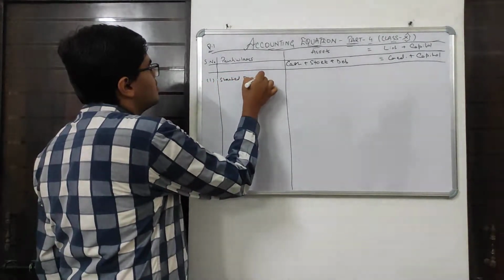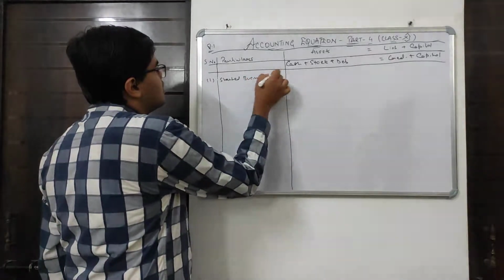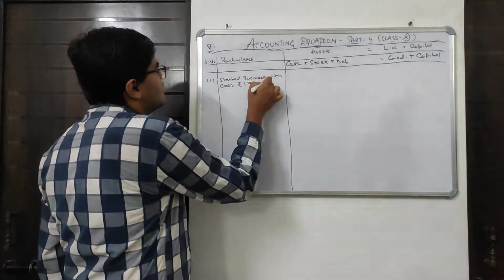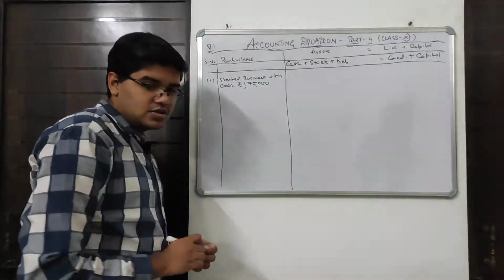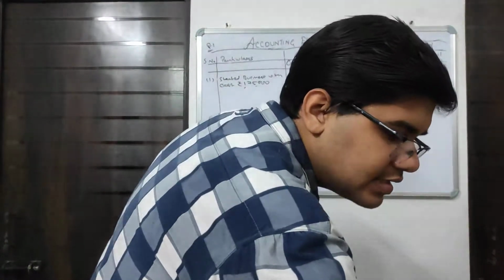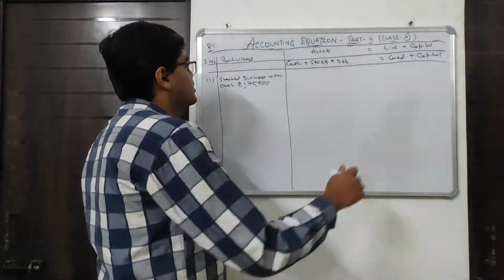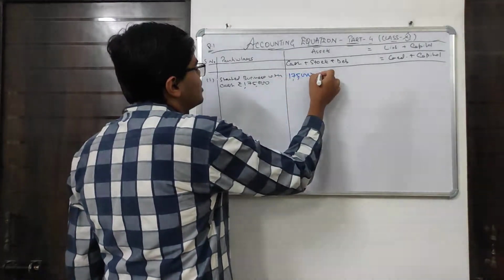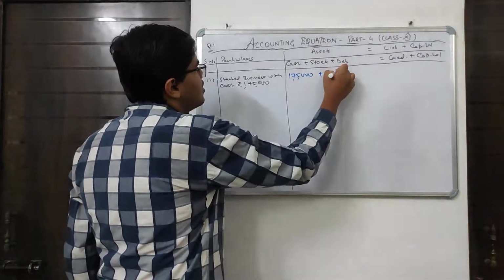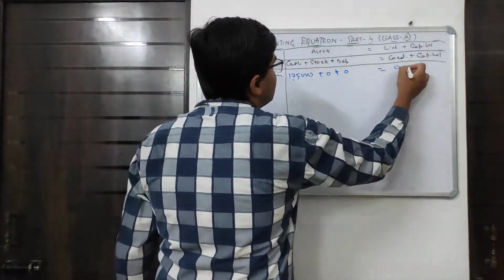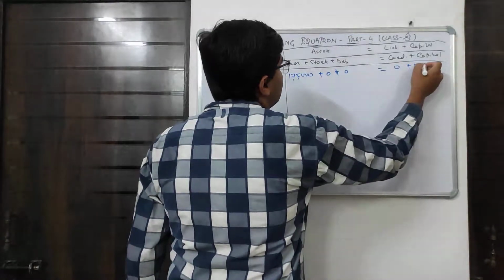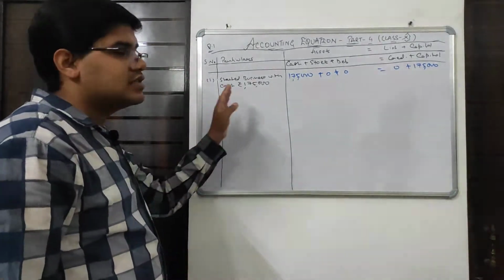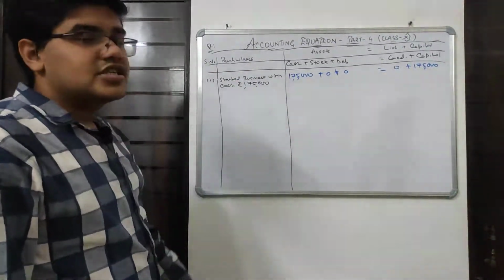Started business with cash rupees 1,75,000. As already discussed in the previous classes, since the cash is coming into the business, 1,75,000 will be added in cash, no effect on stock, no effect on debtor, no effect on creditor, and capital will be created also by 1,75,000. A very simple transaction, we have been discussing it for 2 classes.